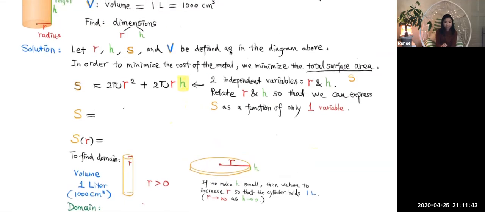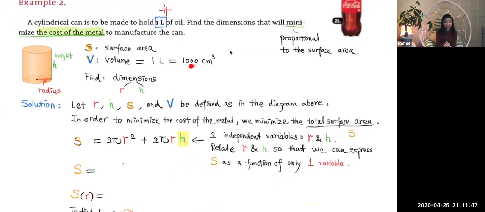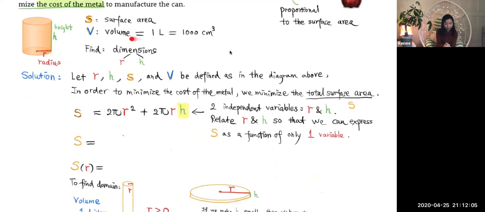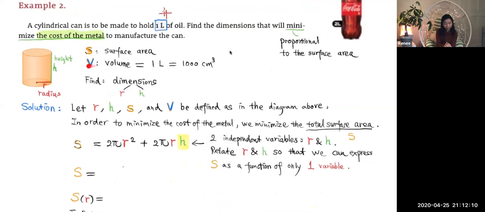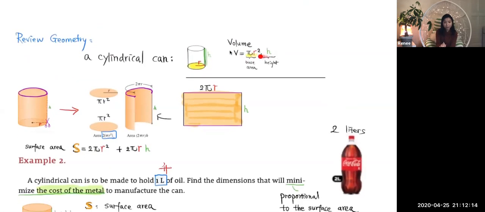Is there any information we haven't used yet in this problem? This one here, the value 1,000 cubic centimeter. We want to use this instead of the liter because we want to have the unit for the height and the radius, so that's why we use cubic cm. This one we haven't used, so let's make use of that.